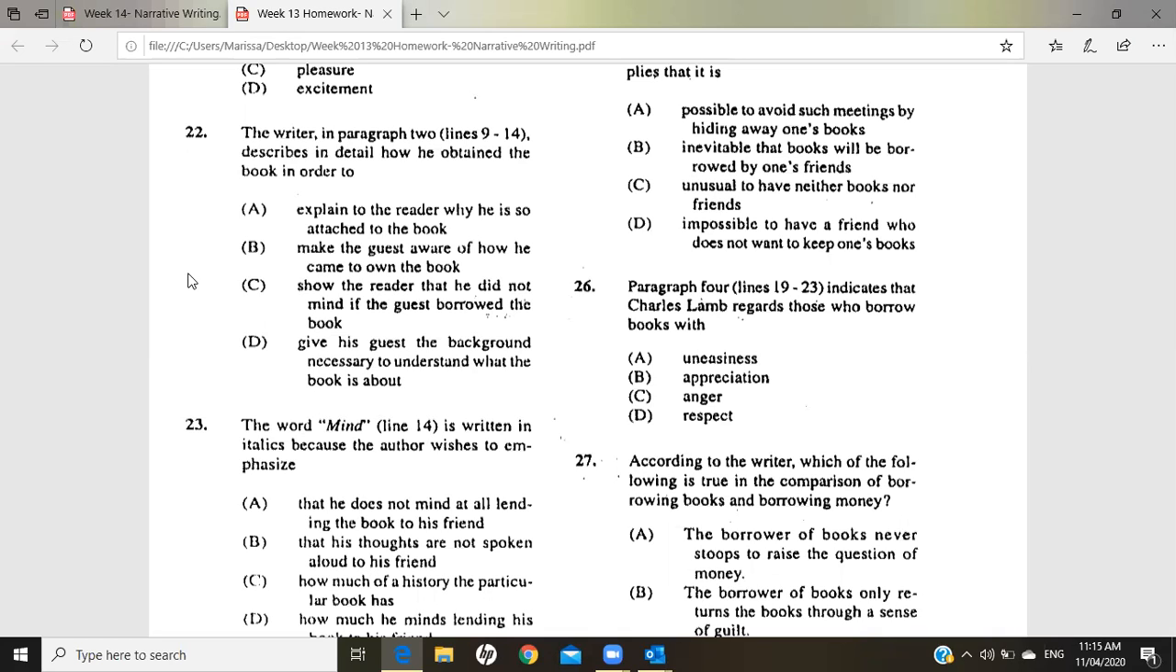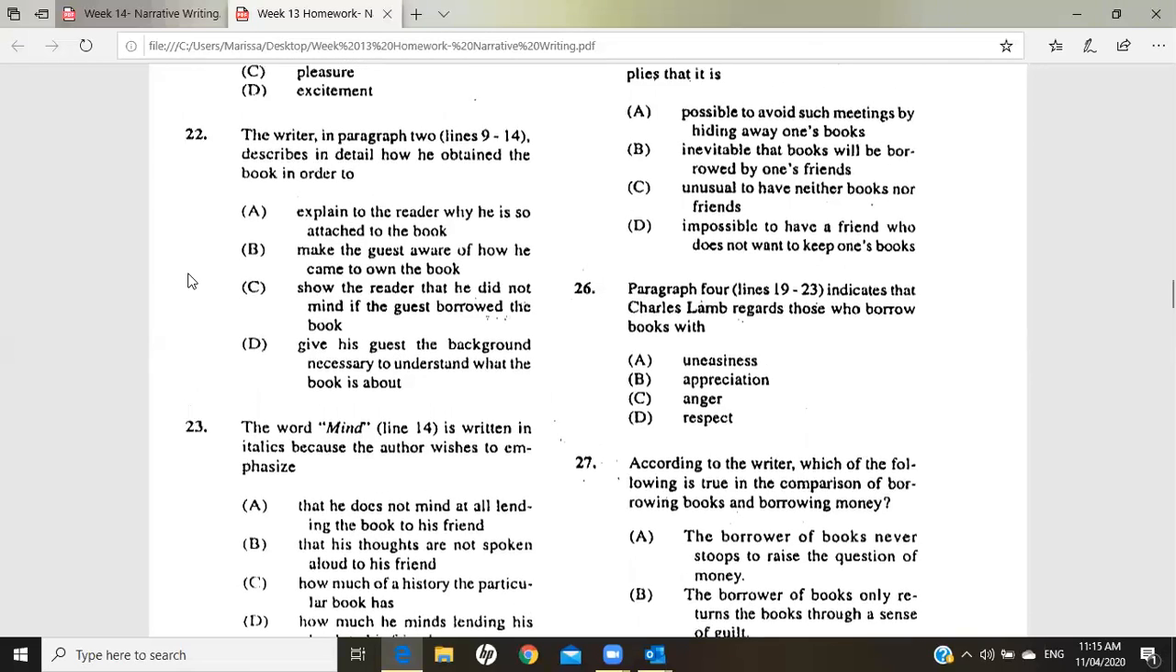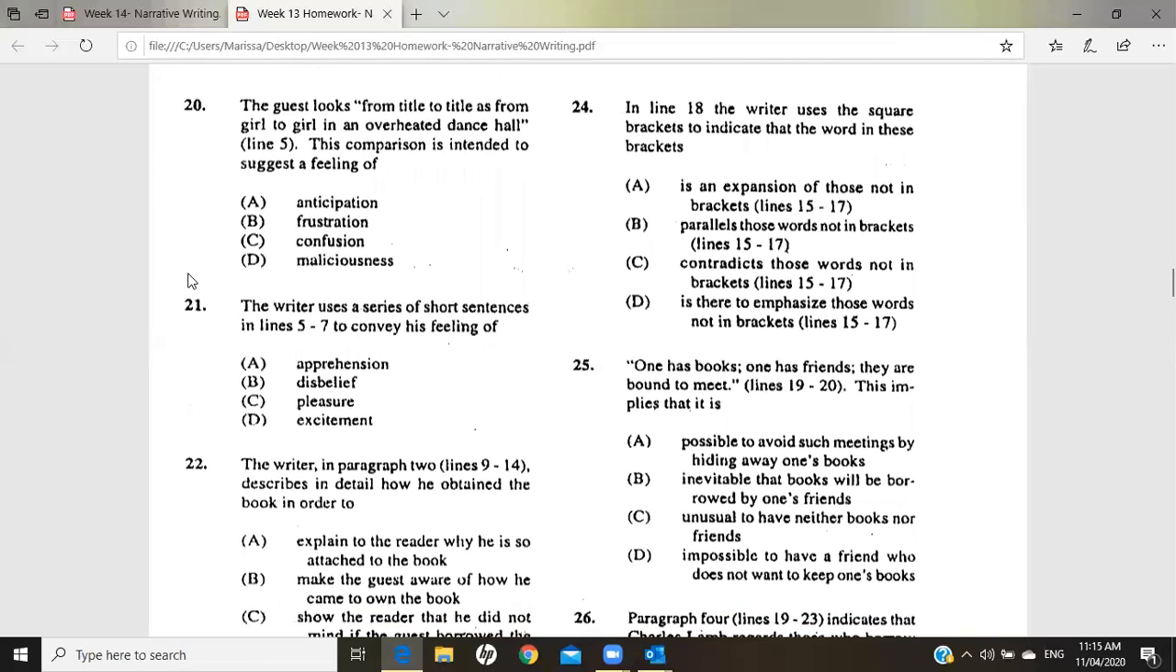Number 23 says, the word mind in line 14 is written in italics because the author wishes to emphasize what, Lena? Why did you write the word mind in italics? I will say D. Yes, D, because he wanted to emphasize how much he minds lending his book to his friend. Number 24 in line 18, the writer uses the square brackets to indicate that the word in these brackets does what? Stephen, 24. Yes, the answer is C. Very good, because it contradicts those words not in the brackets.